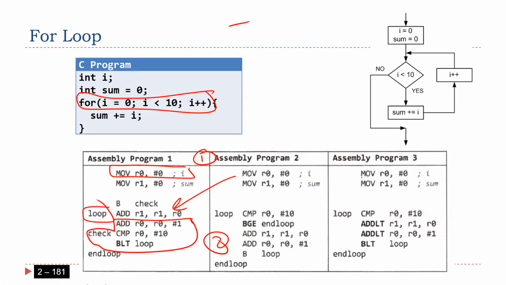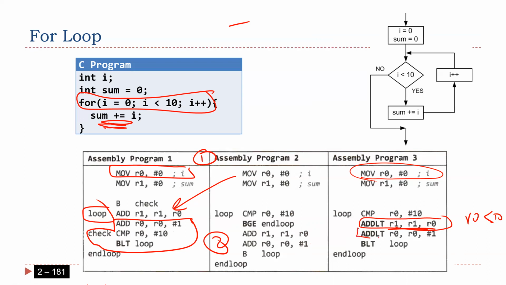So again, we have here R0, which is I, initialized with 0. Also, as you see here, I'm going to compare R0 to 10, okay? So I'm going to compare I to 10, and then I'm going to say add, this is the body. So here I want to add R1 to R0, okay? If it is less than, so this is a conditional instruction. So if R0 is less than 10, we are going to do this addition.